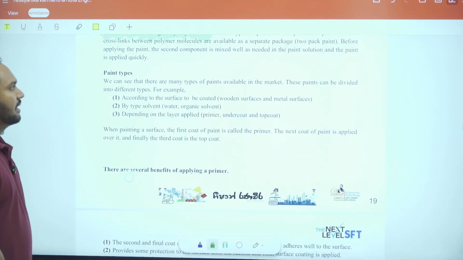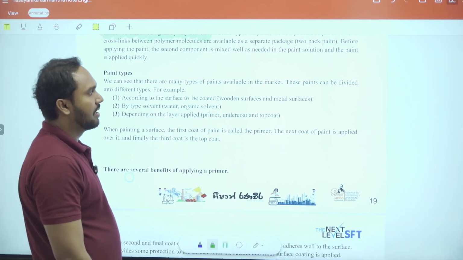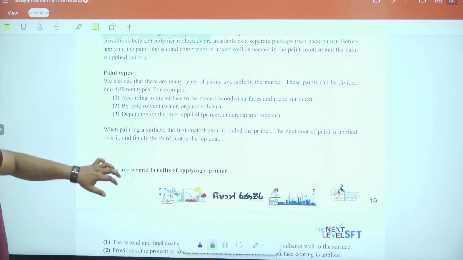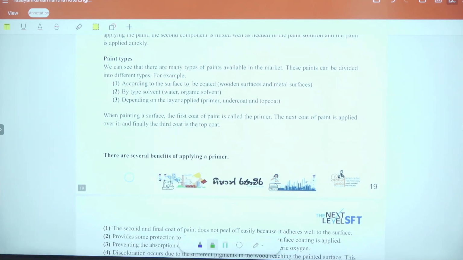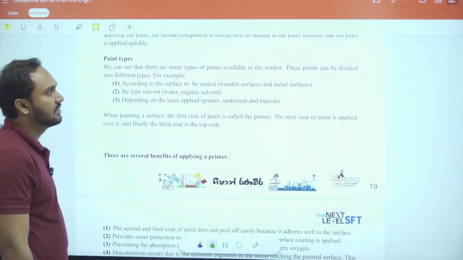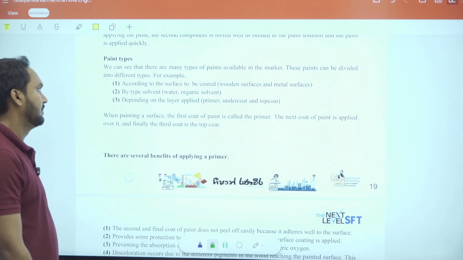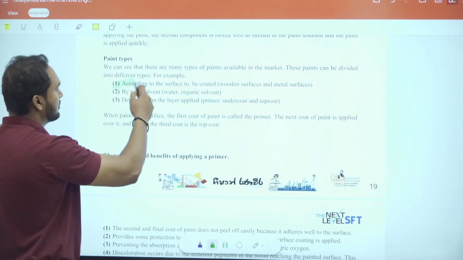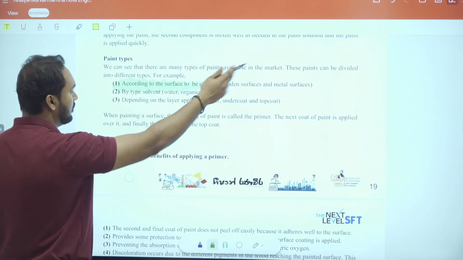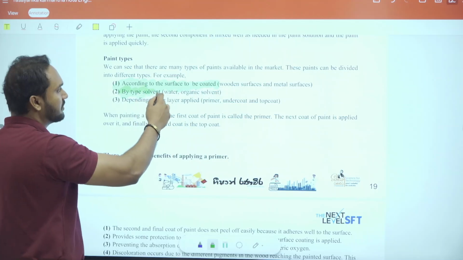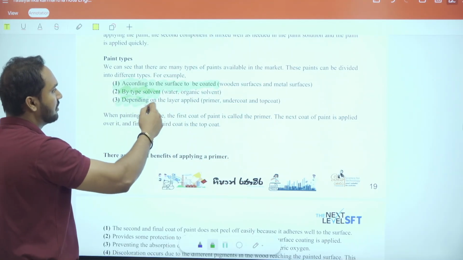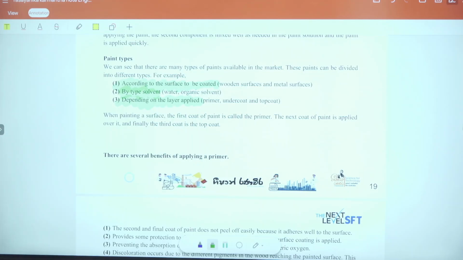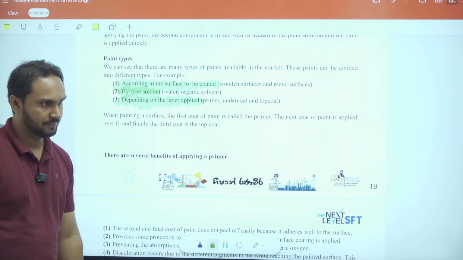We can see that there are many types of paints available in the market. These paints can be divided into different types. For example, according to the surface to be coated, wooden surfaces and metal surfaces, right? By the type of solvent, water or organic, and depending on the layer applied. Could be a primer, undercoat or a top coat, right?